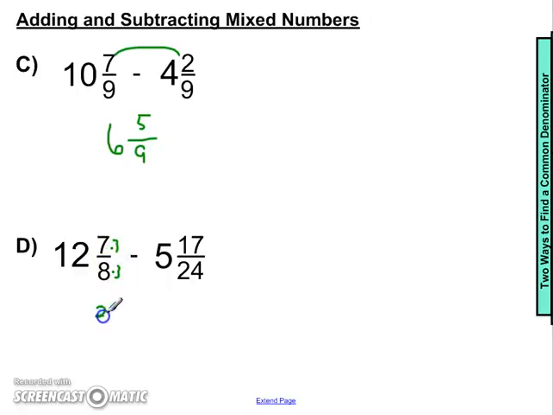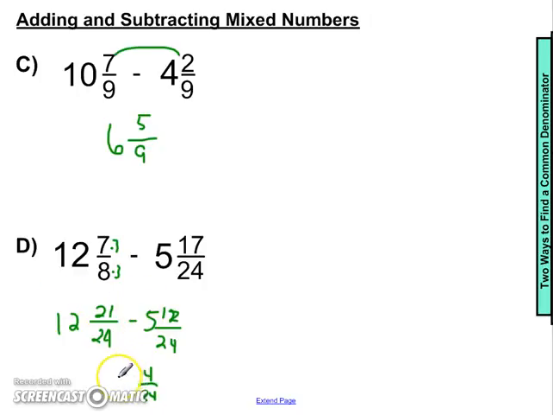7 times 3 is 21. Actually, I was mistaken. I don't need to worry about borrowing in this particular case. When I glanced at it, I went, oh, I might have to borrow in that particular, oops, sorry, 17. But now if I subtract the fractions, 21 minus 17 leaves me with 4/24ths.